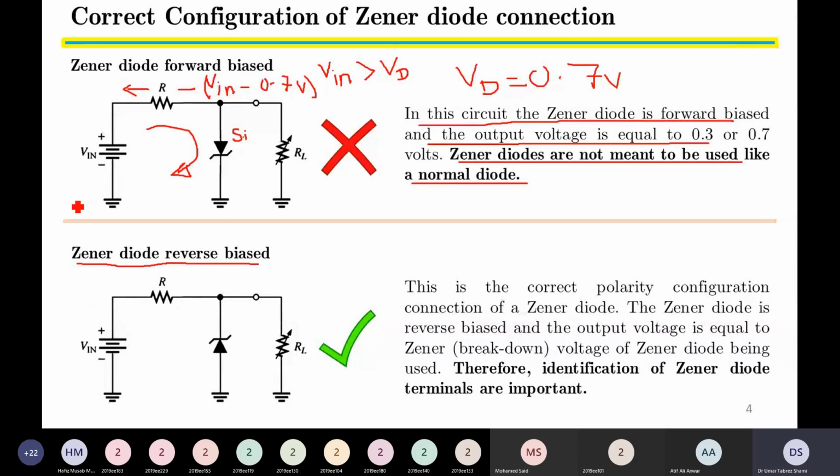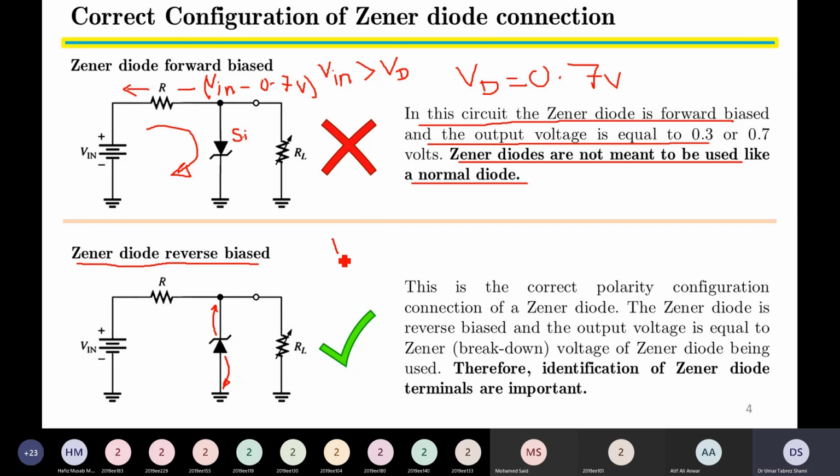Whereas in our previous diagram, the diode was in the forward bias condition: the anode terminal of the diode is connected to the output of the resistor R, and the cathode terminal of the Zener diode is connected to the ground, which makes it forward bias. However, in the second diagram, the cathode terminal this time is connected to the output of R, and most importantly, the anode terminal is connected to the ground, which makes this configuration reverse biased.